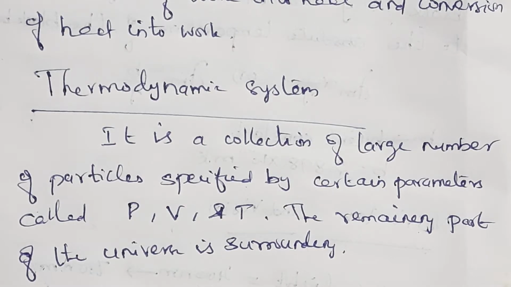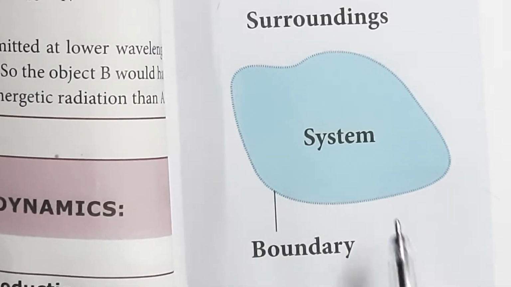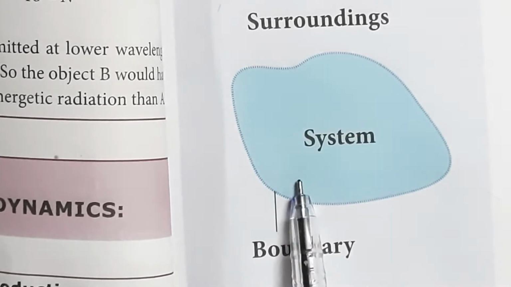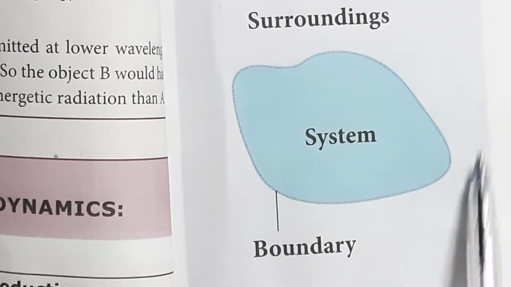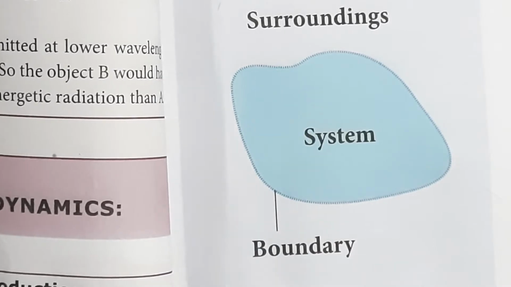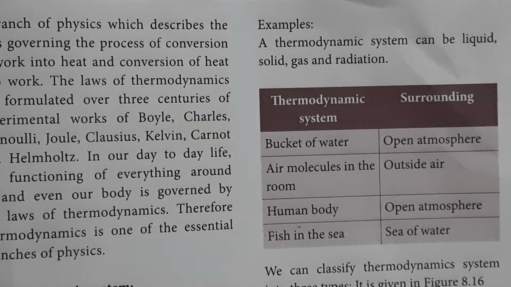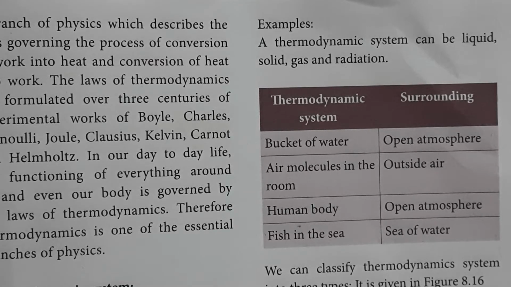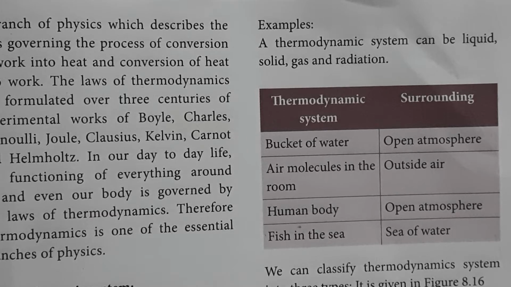This is a thermodynamic system. So this is the system, a part, and the remaining part is the surroundings. This is the boundary. The system may be a liquid, solid, gas or radiation. Some examples of thermodynamic systems are given with the surroundings.